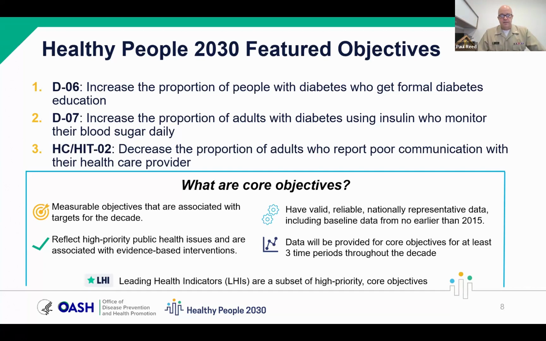All 3 objectives are Healthy People 2030 core objectives, as I mentioned, which means they will be tracked throughout the decade, and progress toward achieving their targets will be updated as data become available. As core objectives, they are measurable, have specific targets to be achieved by the end of the decade, reflect high-priority public health issues, and are associated with evidence-based interventions. They have valid, reliable, nationally representative data, including baseline data from no earlier than 2015. And the objectives as core objectives are expected to have at least 3 data points throughout the decade to assess any trends. Next slide, please.